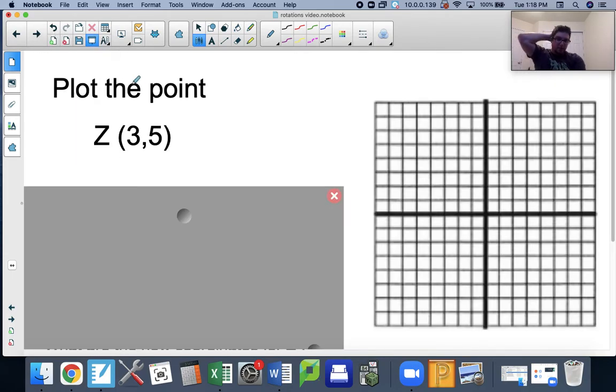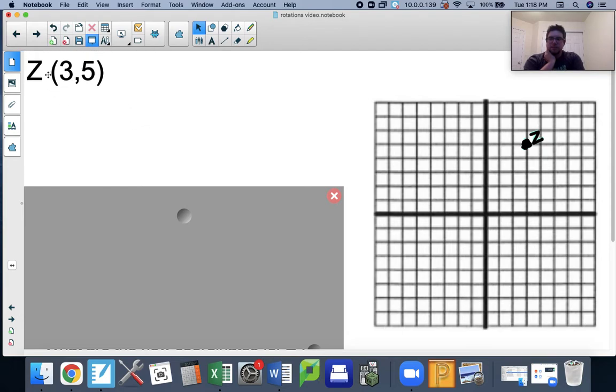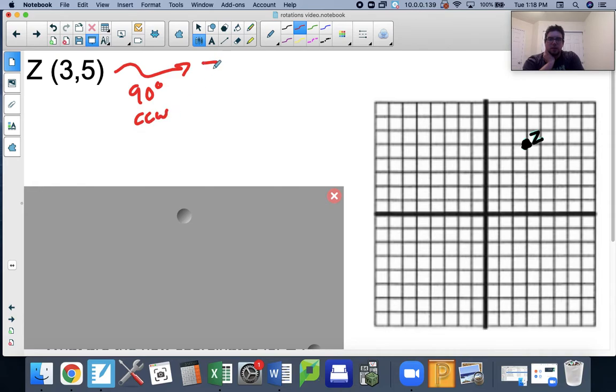So let's try it. We're going to plot the point Z, 3, 5. So Z's right here. I'm actually going to put it in black font because we've got it written in black over here. Okay, so Z is 3, 5. We're going to rotate it 90 degrees counterclockwise, and that's going to have us arrive at Z prime.